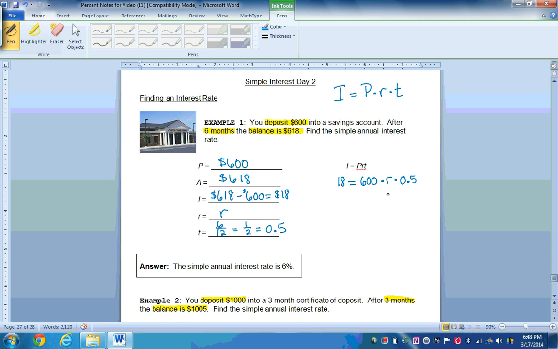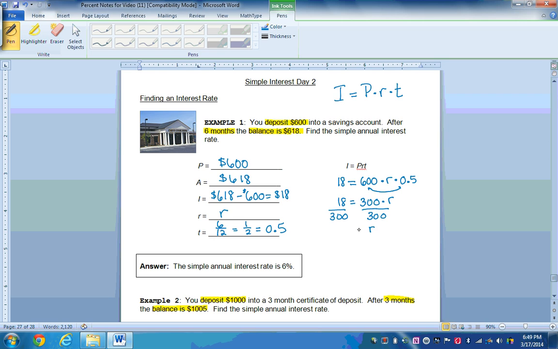0.5. We're going to now work on solving this equation for R, but before I do, I'm going to simplify a little bit. These two numbers here, the 600 and the 0.5, we can multiply those together first. So 18 is equal to 600 times 0.5. Well, what's half of 600? That would be 300 times R. And now to solve for R, I just need to divide both sides by 300.